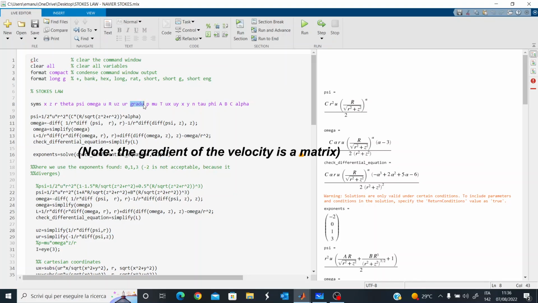I have called it grad u. Then I have the pressure P, the coefficient of viscosity mu. T will be the stress tensor. We will see it later. Then we have the component u along x. So I have also calculated the expressions for the velocity in Cartesian coordinates, ux, uy, and then we have the variable x, the variable y.